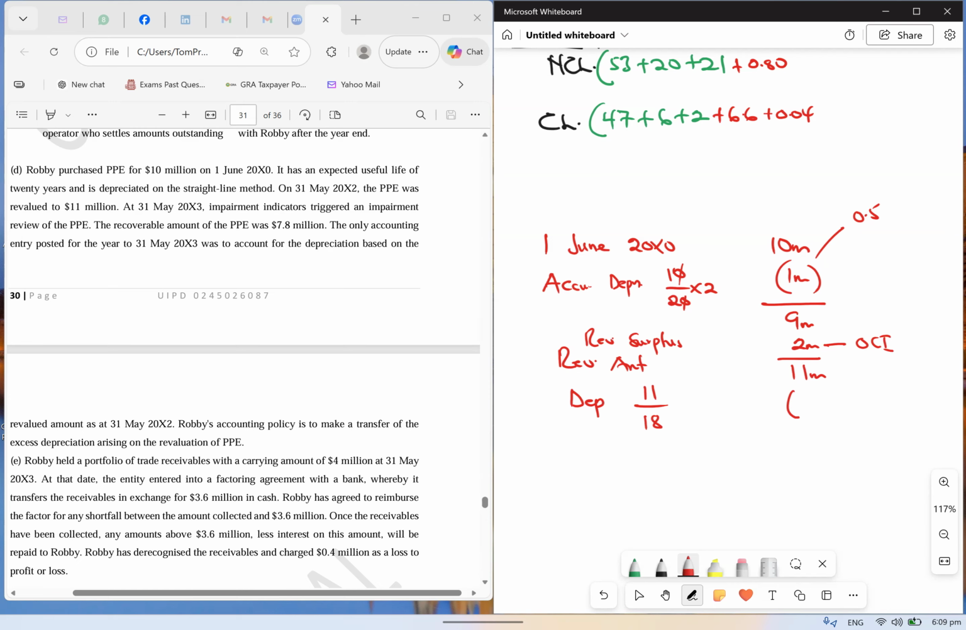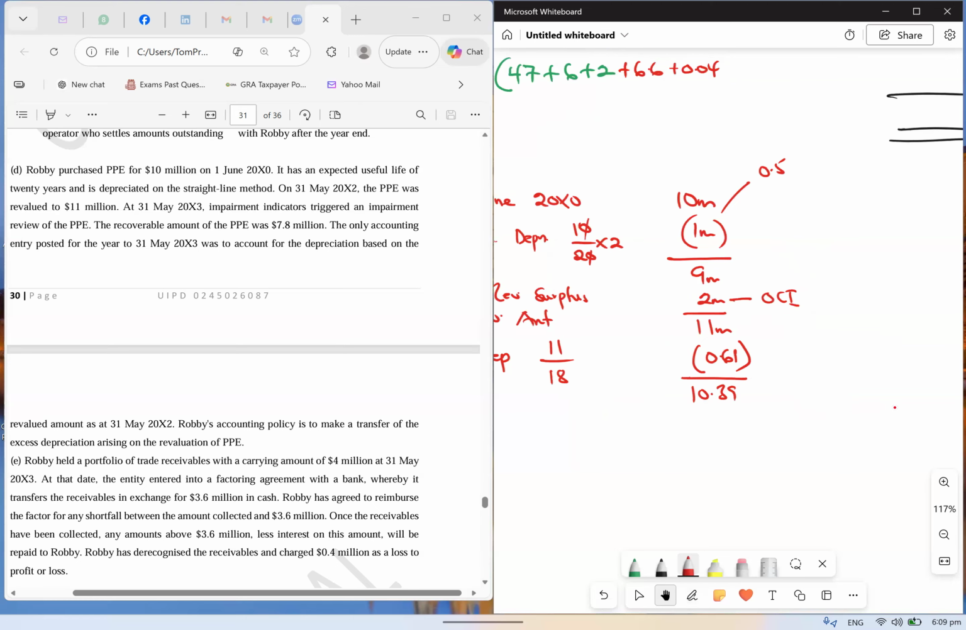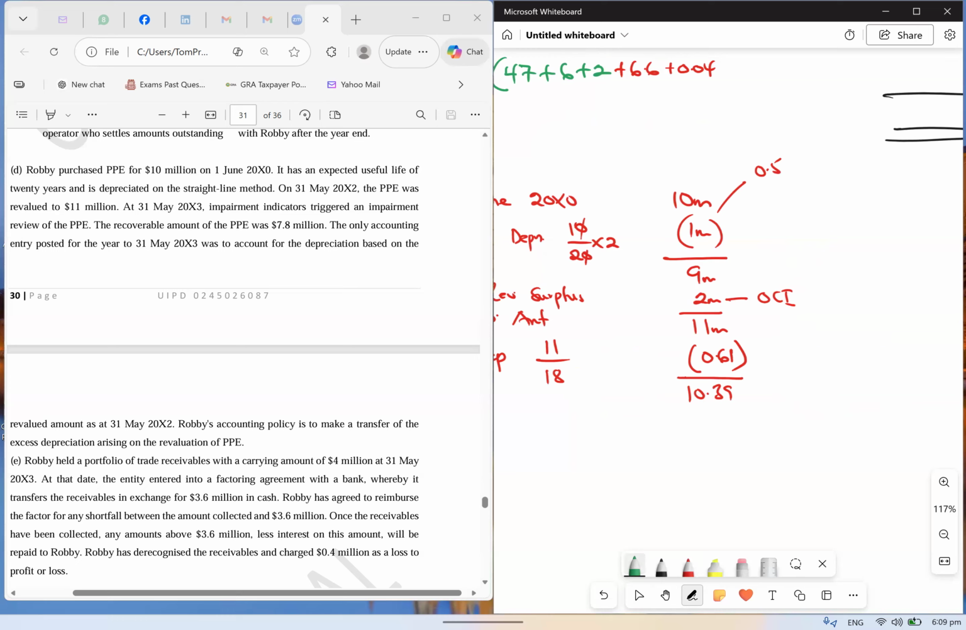That is 0.61. All right, so that is that. Now, this is the depreciation. So the difference here is therefore 10.39. Now watch this, what we've been learning in class. Depreciation used to be 0.5, now it is 0.1. What can you say?